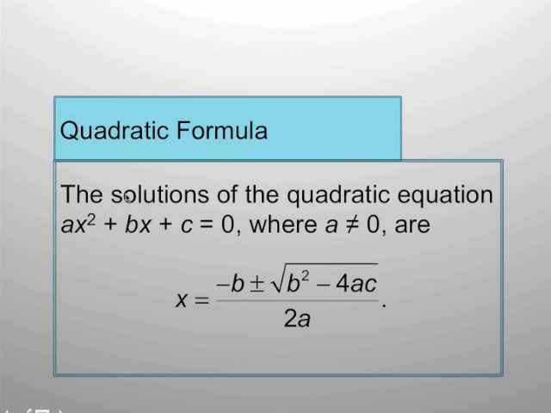So the quadratic formula: the solutions to the quadratic equation ax squared plus bx plus c equals 0, where a is not equal to 0, are x equals negative b plus or minus the square root of b squared minus 4ac all over 2a. Do make sure you remember the fact that it's all over 2a.